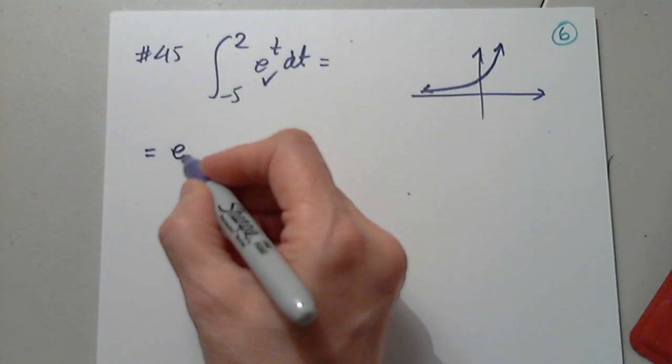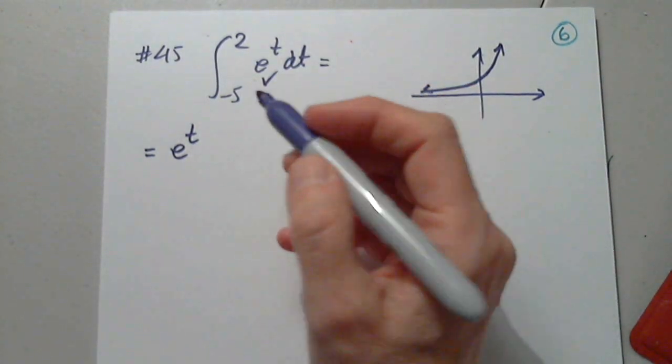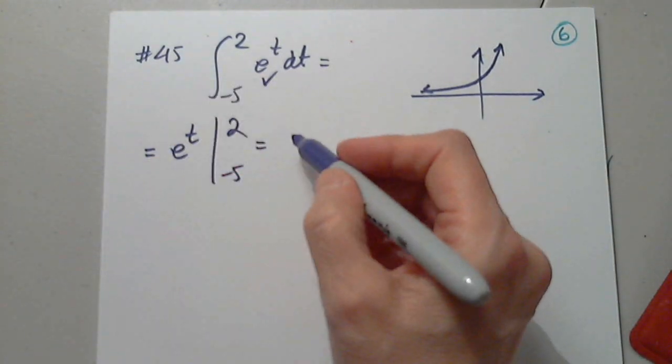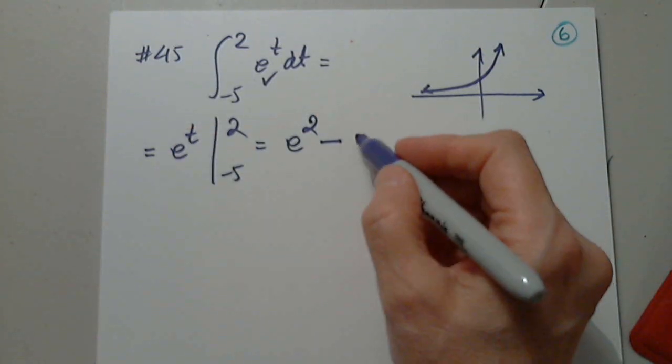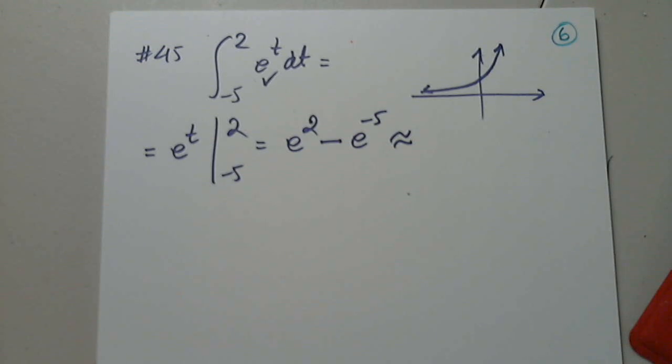e to t over t, over 1. Right, e to t. So from -5 to 2, I plug in 2, and I subtract when I plug in -5. I have no idea what this is. I can approximate.